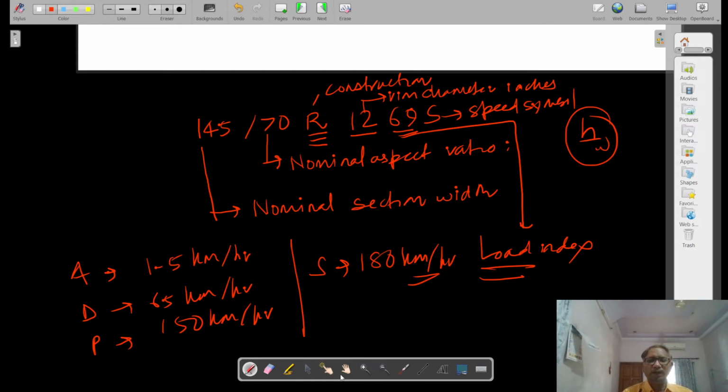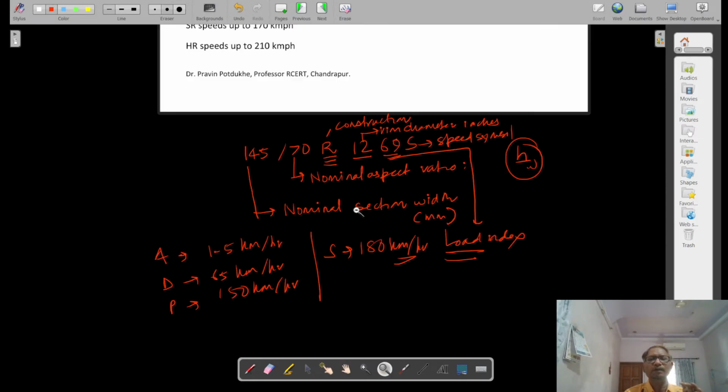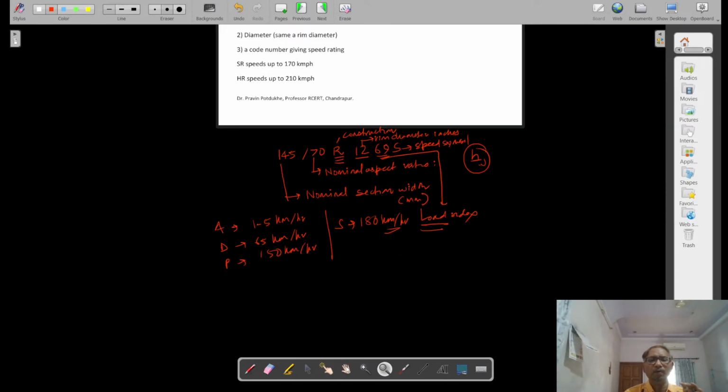So now it is very clear. If you get the specification of the tire like this, you can say this 145 is the nominal section width in mm. This is in mm. Nominal section width, where will we find the nominal section width?